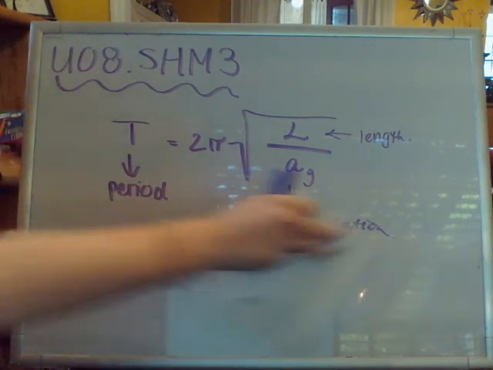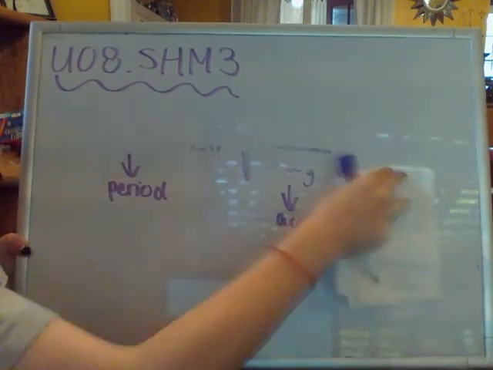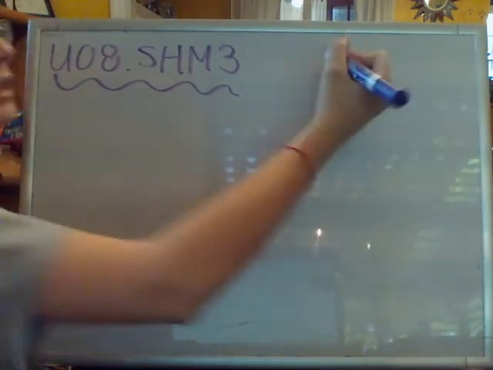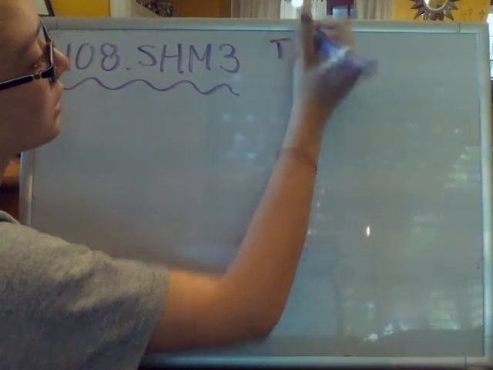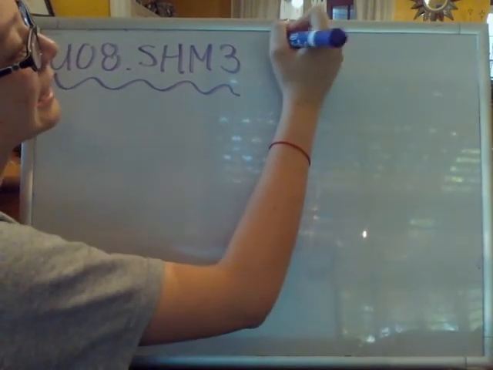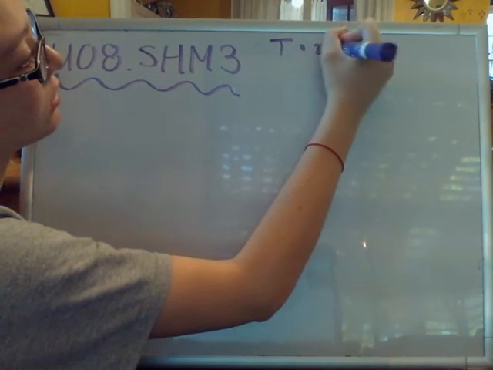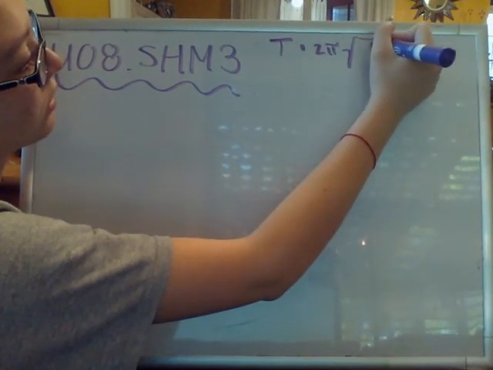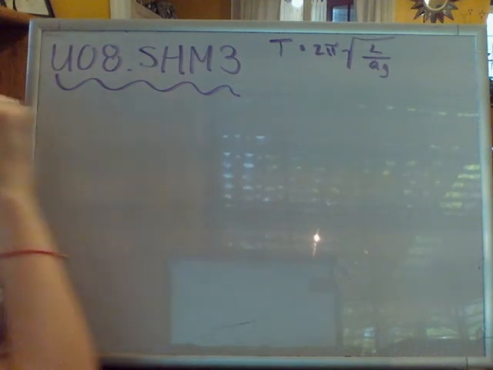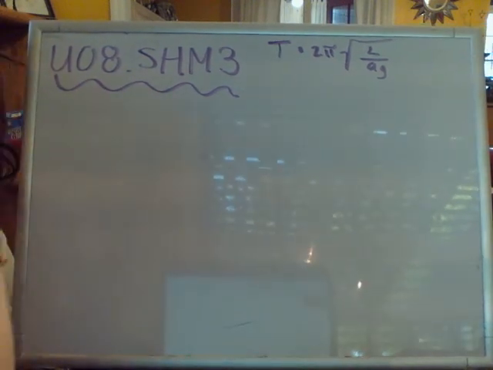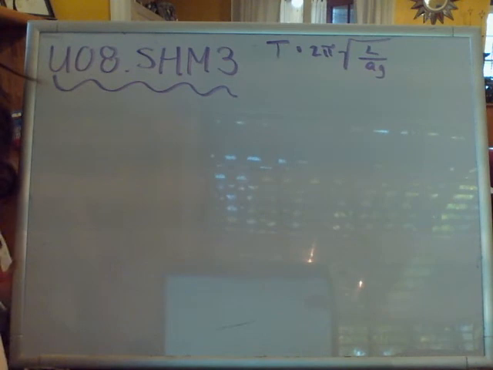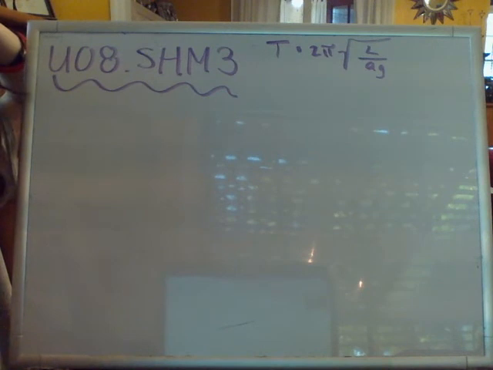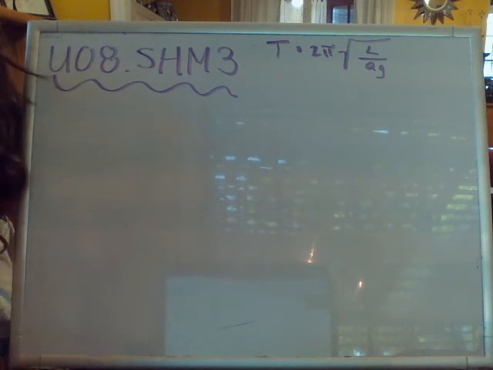So we're going to erase that, and we're going to put it in the corner, and that is T equals 2 pi times the square root of l over g. And now we're going to apply that to a problem, and it says on Mercury a pendulum 1.14 meters long would have a 3.55 second period. So let's calculate the acceleration of gravity for Mercury.